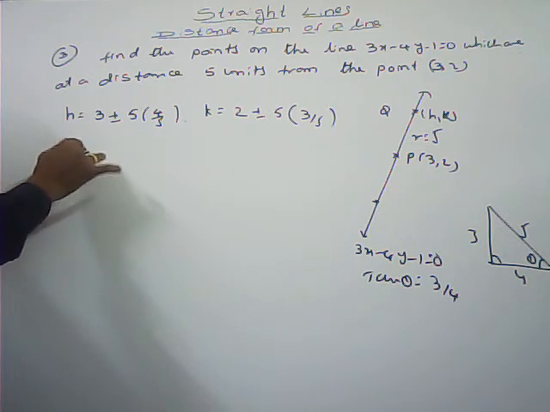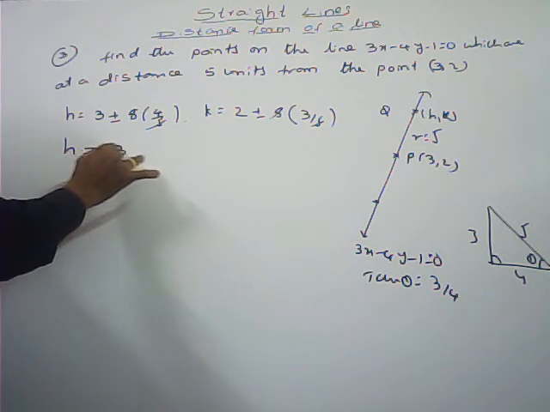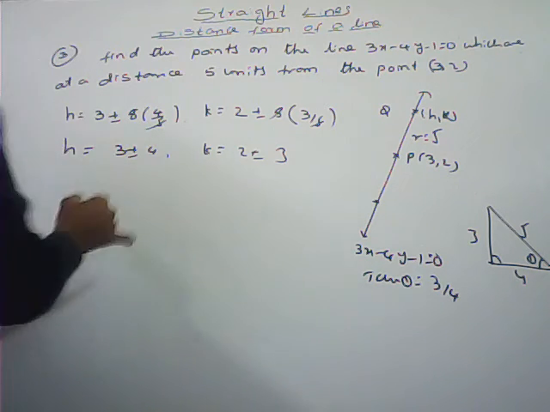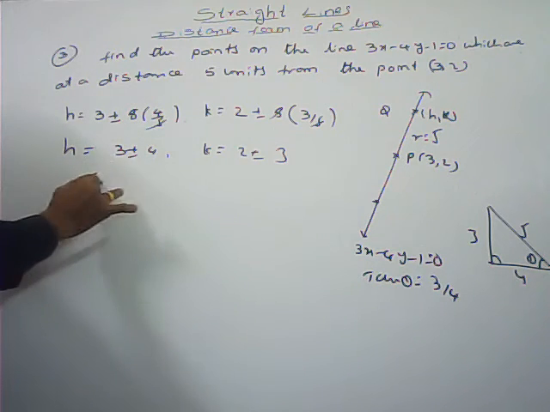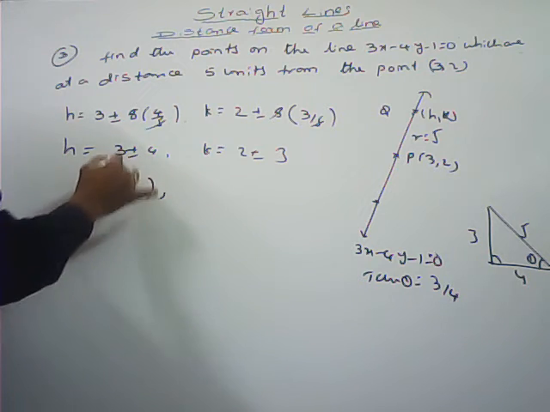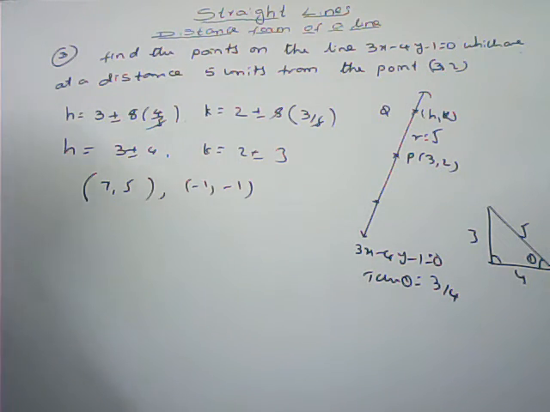So h is equal to, here 5 gets cancelled, here also 5 gets cancelled, 3 plus or minus 4, and k is equal to 2 plus or minus 3. If I take plus, 3 plus 4 is 7, and 2 plus 3 is 5. And one more, 3 minus 4 is minus 1, and 2 minus 3 is minus 1. So these are 2 points on the straight line, and both are at a distance of 5 units from the given point (3, 2).